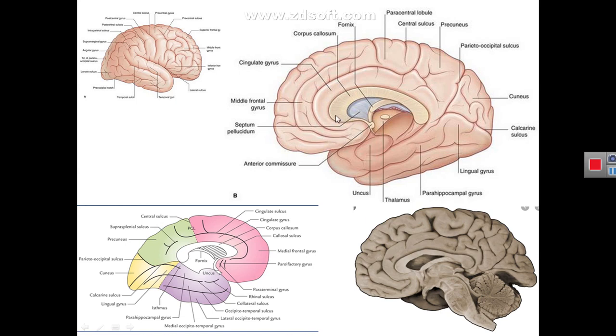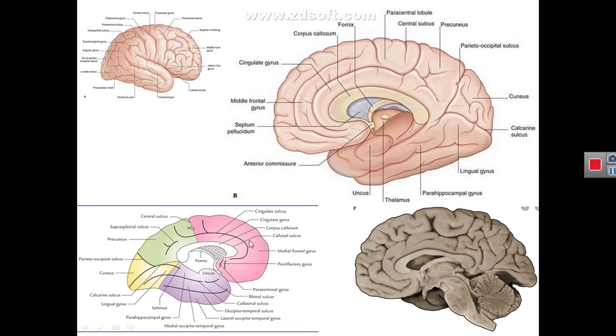Above the corpus callosum, there is a sulcus which is called the callosal sulcus, just above the corpus callosum. And above the callosal sulcus is a gyrus which is called the cingulate gyrus. This cingulate gyrus is limited above by the cingulate sulcus. And above the cingulate sulcus, this is the medial frontal gyrus.